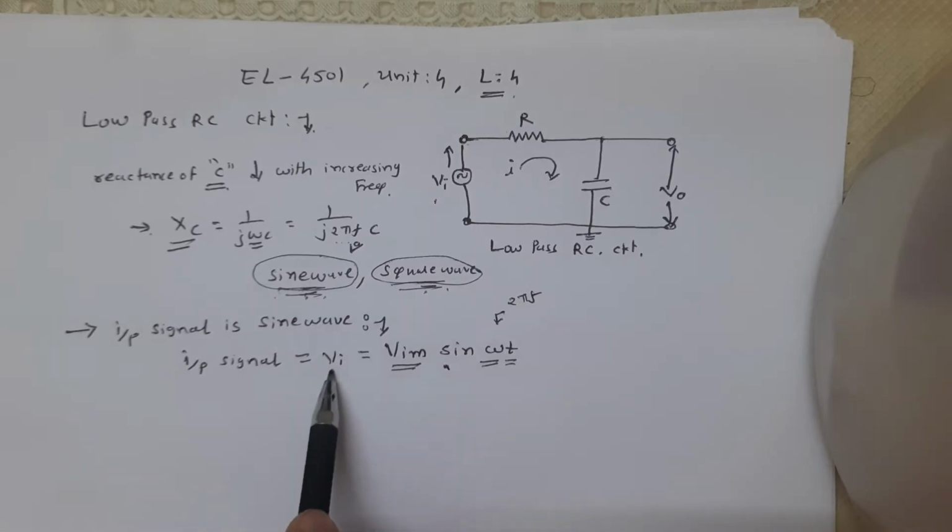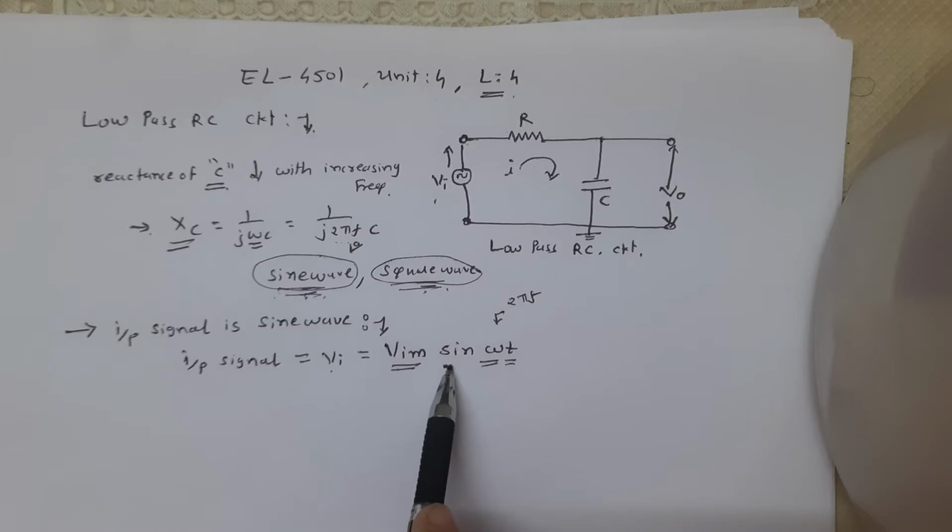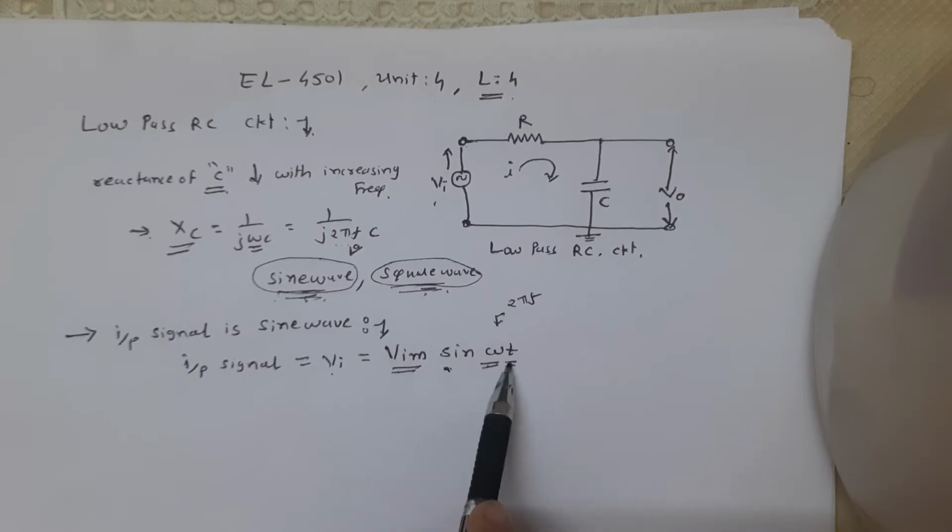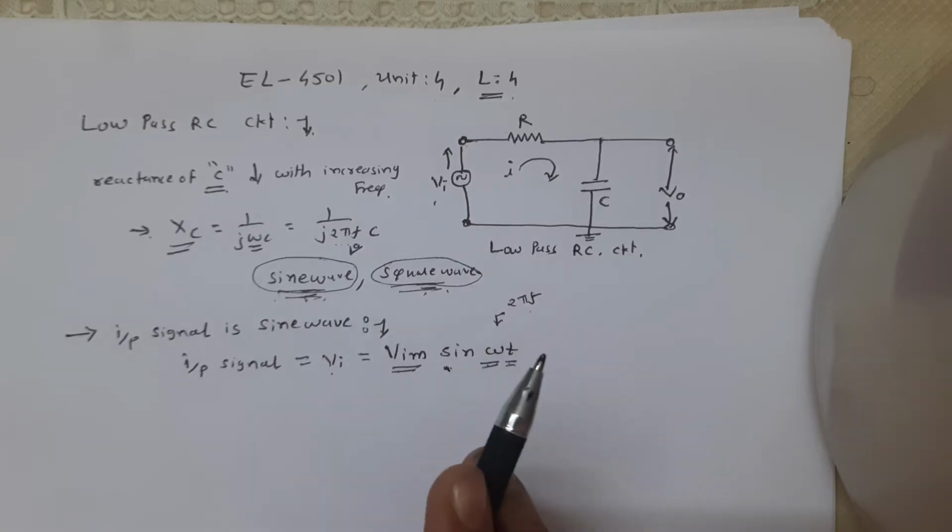Vi is the input signal, Vim is the amplitude of the input signal, sine shows which type of signal we are applying, omega is nothing but 2 pi f, and it shows the frequency, and t is equal to time. For different values of time, what is the value?